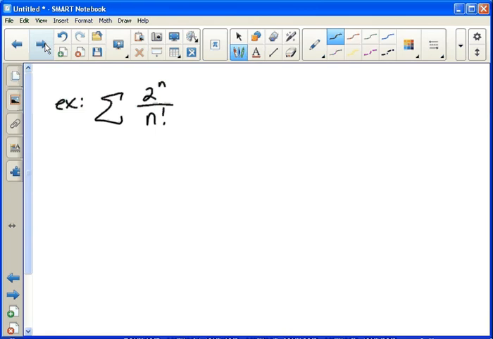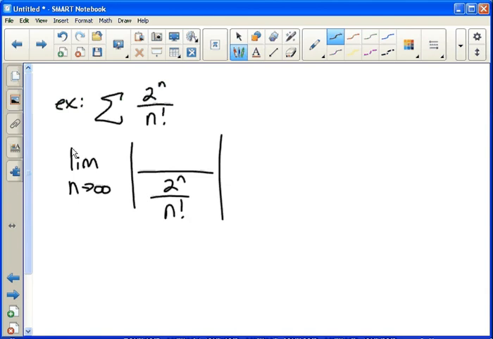You set up the limit as n approaches infinity of the absolute value, and then you set up a fraction. You put the original on the bottom, and on top you just change all the n's to n plus 1. So I get 2 to the n plus 1 and n plus 1 factorial. Again, original goes on the bottom. On top, you rewrite it where all the n's change to n plus 1. Now I've got a fraction over a fraction, so I will multiply by the reciprocal.